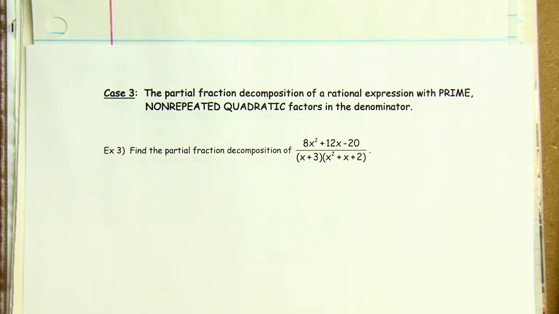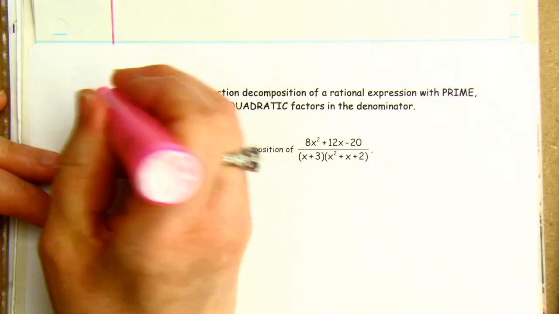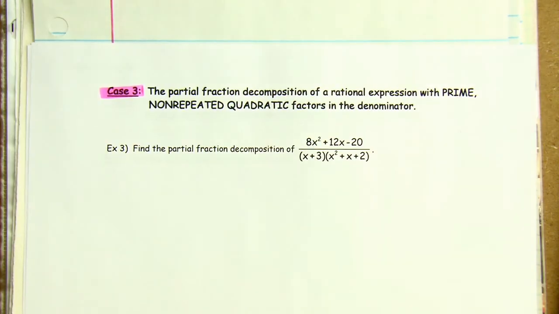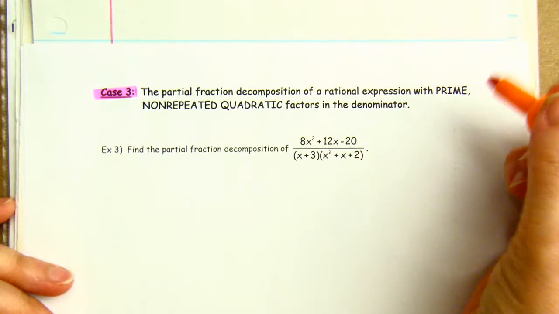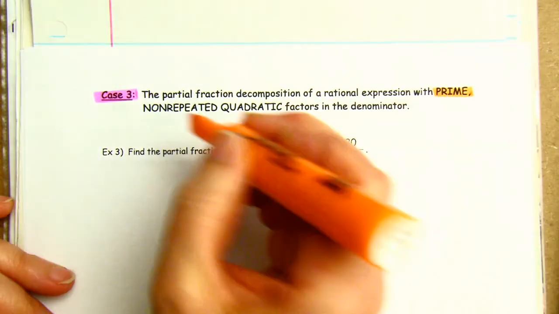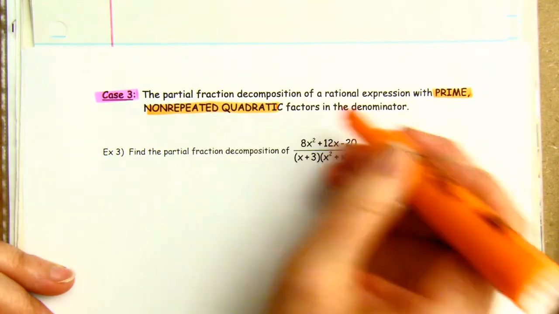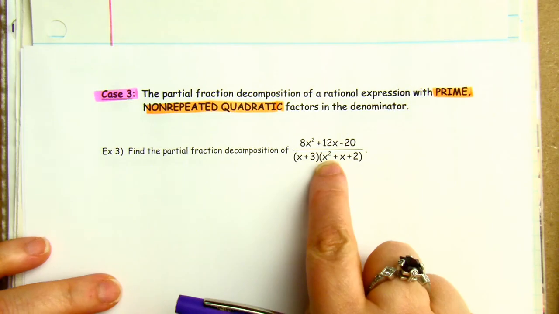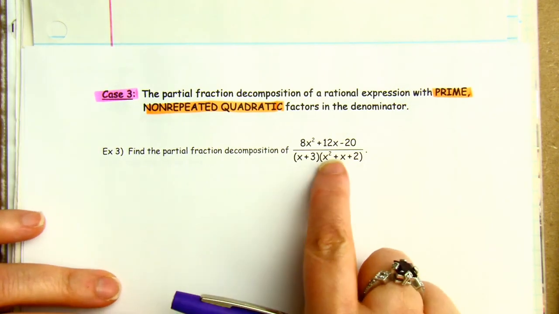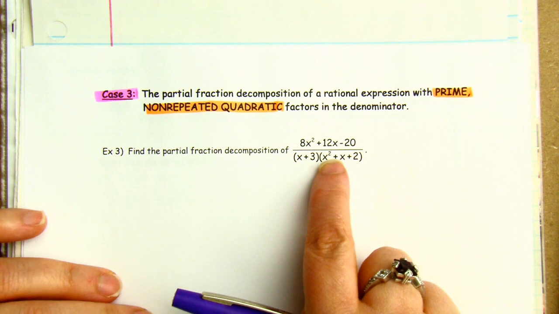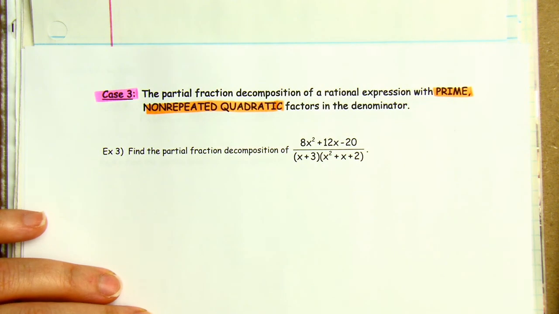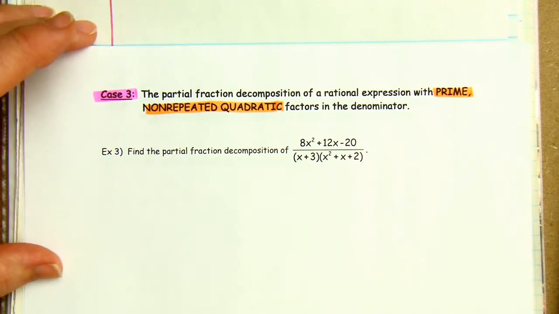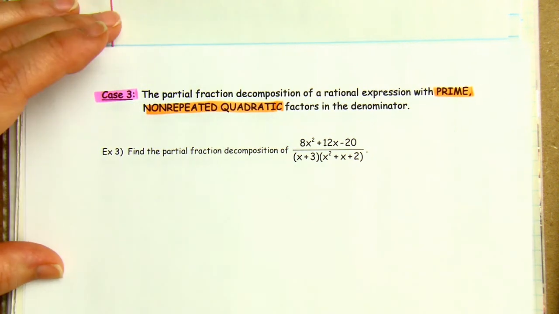So let's take a look at case number 3. Case 3: partial fraction decomposition of a rational expression with prime, so cannot be factored anymore, non-repeated quadratic factors in the denominator. Non-repeated quadratic. So I look at this. Yes, this one's linear, but this is quadratic, so this falls under the category of a quadratic case. What am I going to do? I'm going to set up the case.